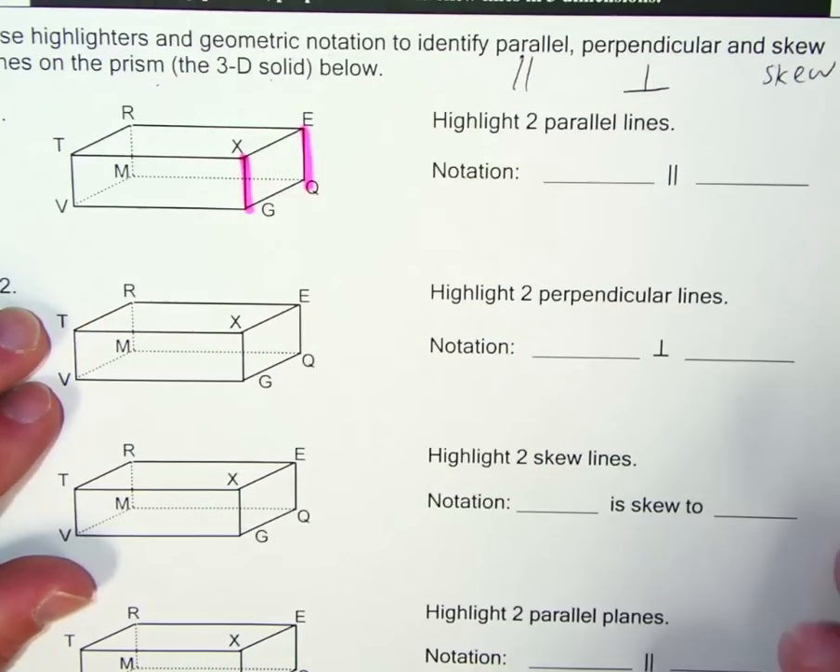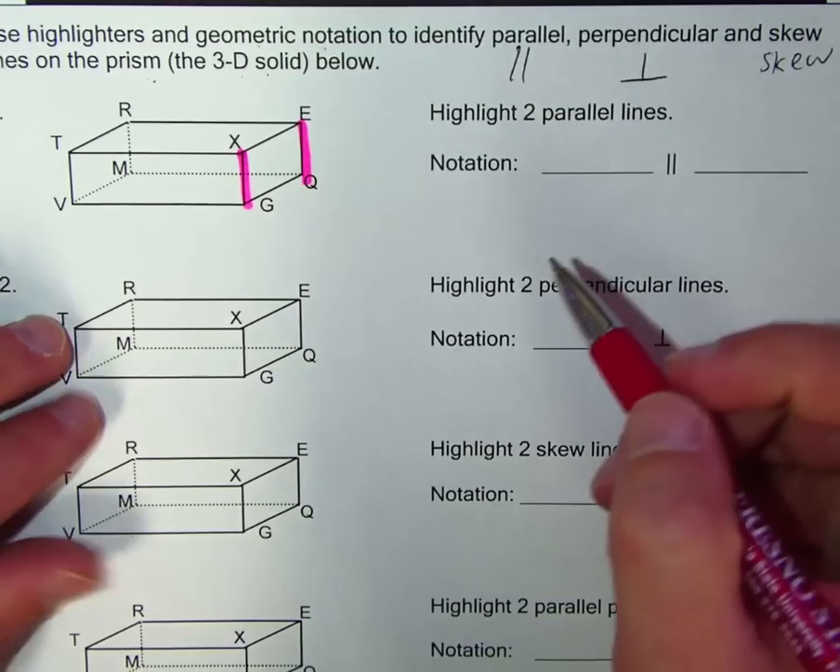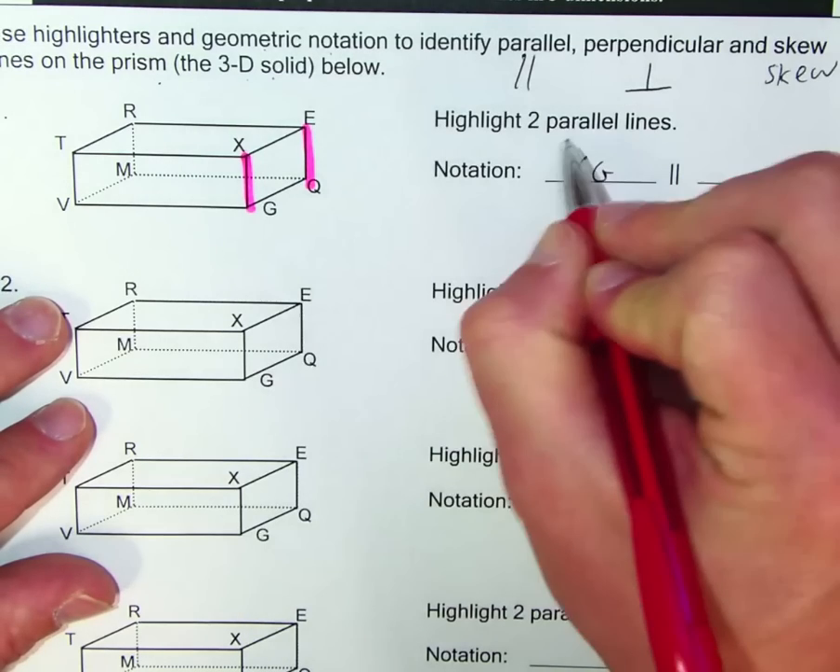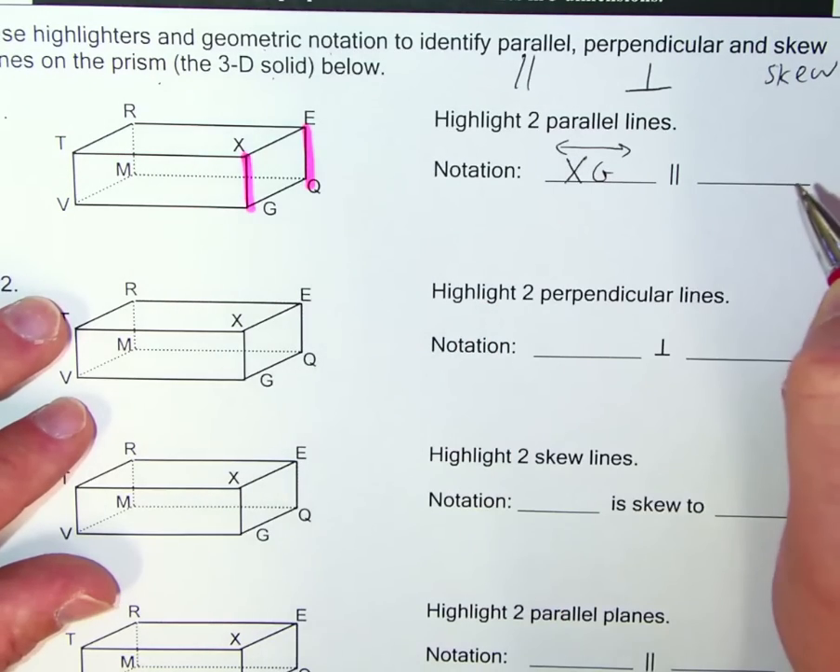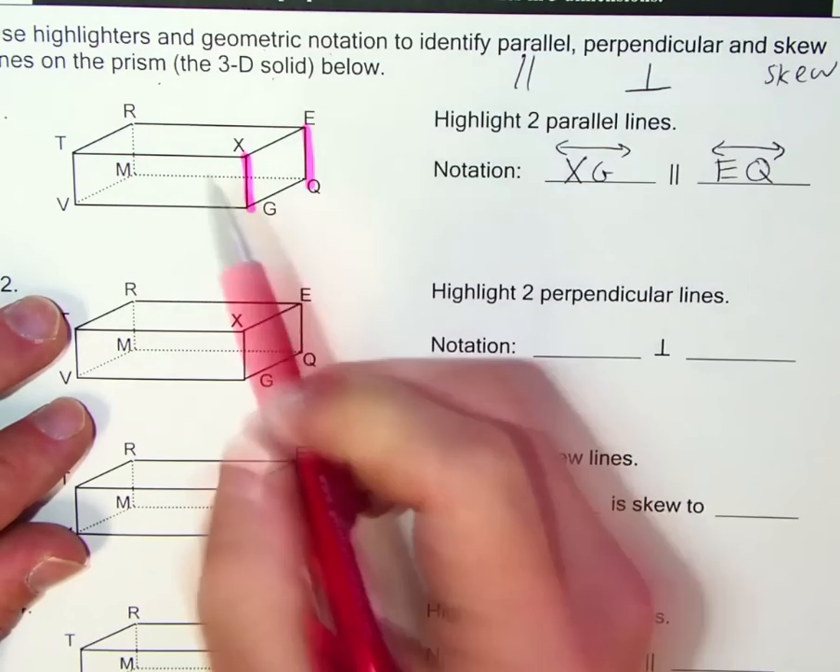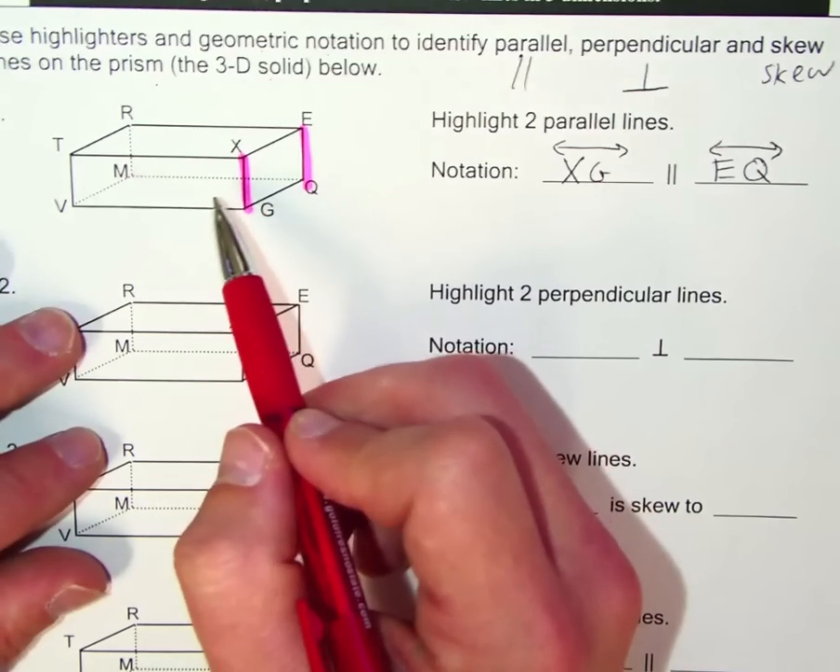And you can pause and quiz yourself and then hit play and see if you're right when I go over it. So I'm going to say that line XG is parallel to line EQ. And you might be saying, well, those aren't lines, those are segments. And I think you'd be right.